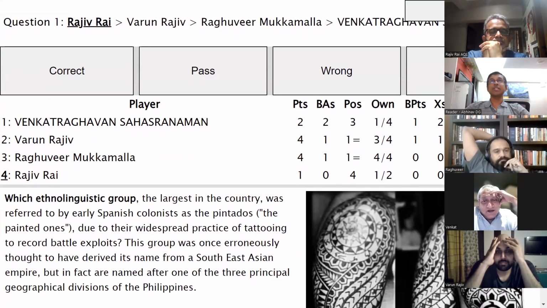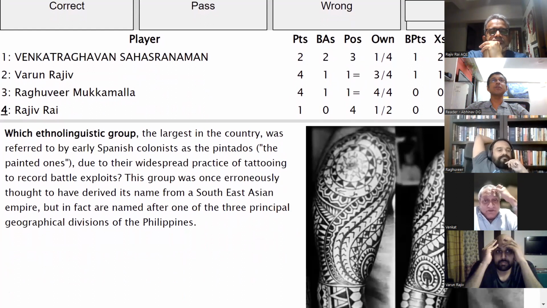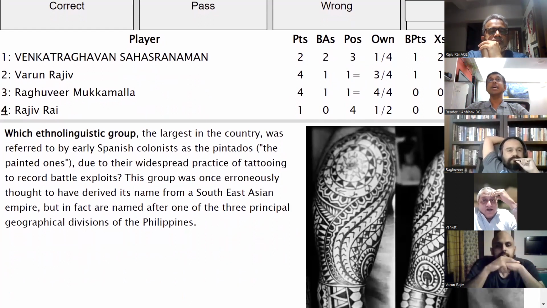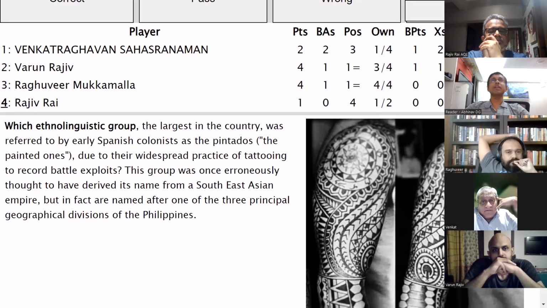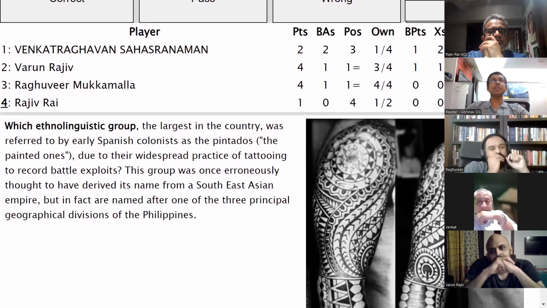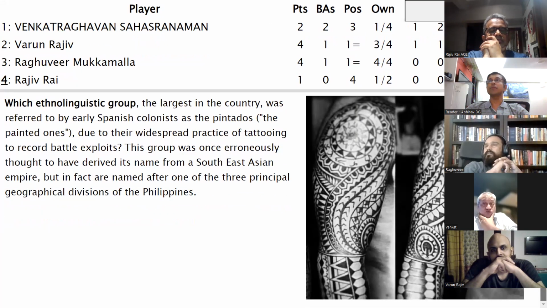Which ethno-linguistic group, the largest in the country, was referred to by early Spanish colonists as the Pintados, or the Painted Ones, due to their widespread practice of tattooing to record battle exploits? This group was once erroneously thought to have derived its name from a Southeast Asian empire, but in fact are named after one of the 3 principal geographical divisions of the Philippines. Take a look.